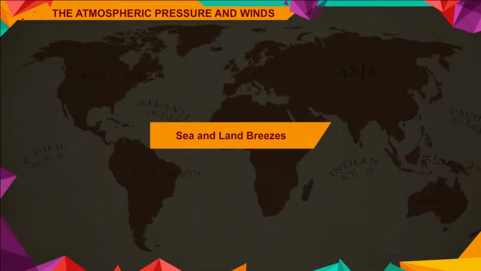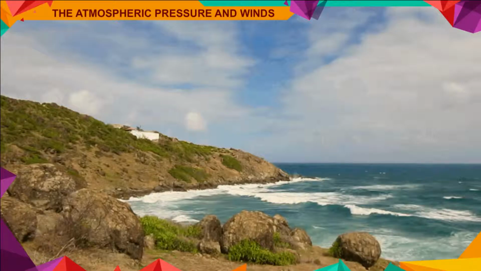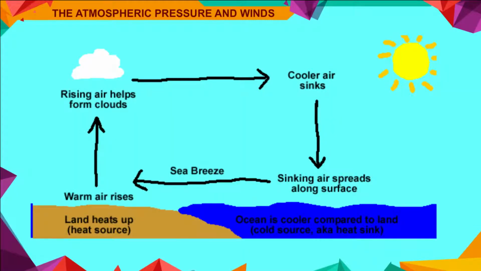Sea and land breezes. Water takes longer than land to get heated and cool down. During the day, the land becomes hotter than the sea. The air above the land becomes hot and rises, leading to a low pressure over the land. Since the air above the sea is cooler, the pressure above the sea is higher. So the cooler air from the sea moves towards the land during the daytime. This is called sea breeze, which brings down the temperature in coastal areas during the day.